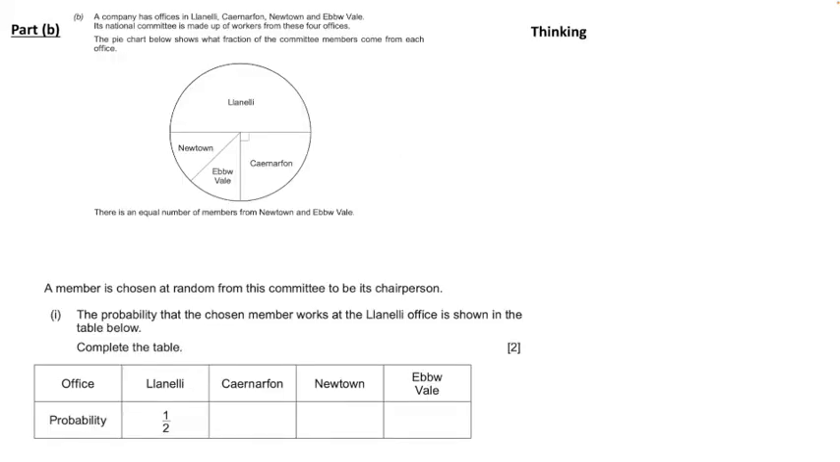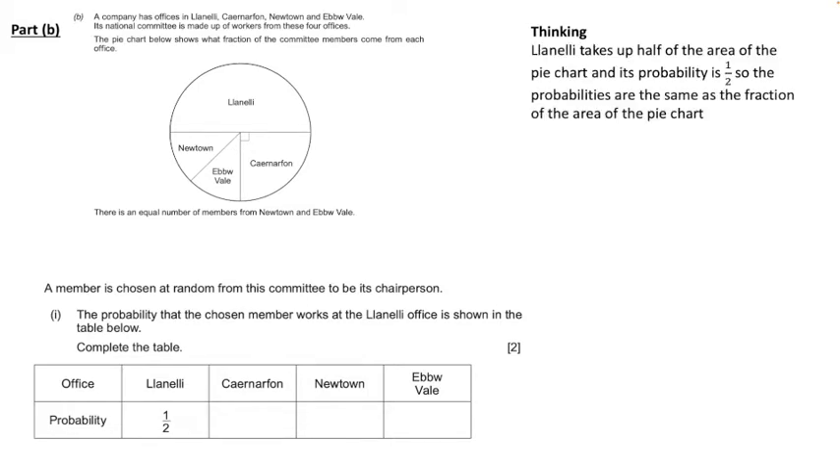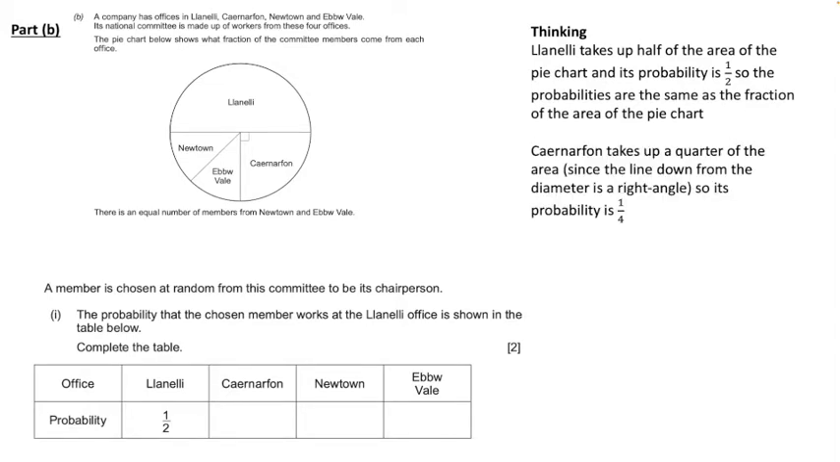For part B, we're dealing with a pie chart, as we can see. So our thinking is this: Llanelli takes up half of the area of the pie chart, and its probability is a half, so the probabilities are the same as the fraction of the area of the pie chart that the town takes up. So Carnarvon takes up a quarter of the area, and we know that because the line dropping down from the diameter is a right angle, so Carnarvon is exactly a quarter of the area, so its probability is a quarter. We can pop that on the chart.